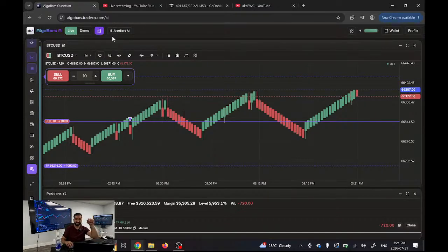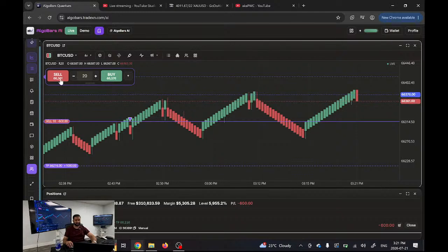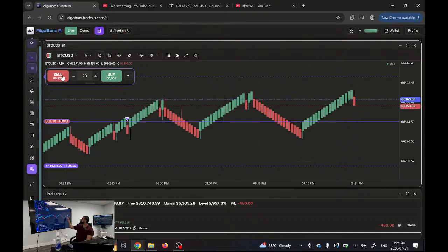All right, so we can see right here we're getting a little bit of a reversal again. So what I'm going to do is I'm going to enter, if the market pulls up a little bit more here, I'm going to enter another trade here, another sell trade here, because our first trade was right here.